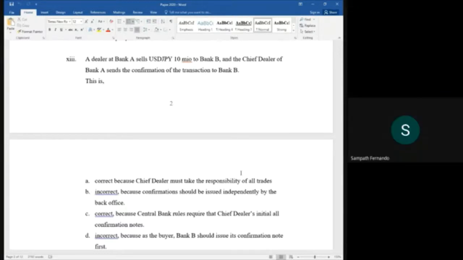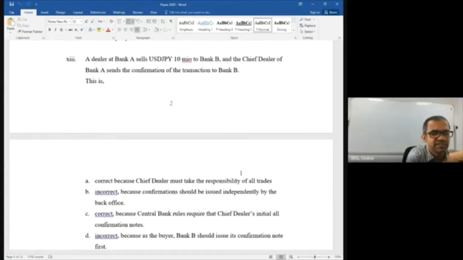So until the back office confirms the transaction, the other party is not sure of this transaction taking place. Whether it will settle or not, that doubt is there. But the independent confirmation from the back office should be received to make sure that the transaction is a proper transaction.